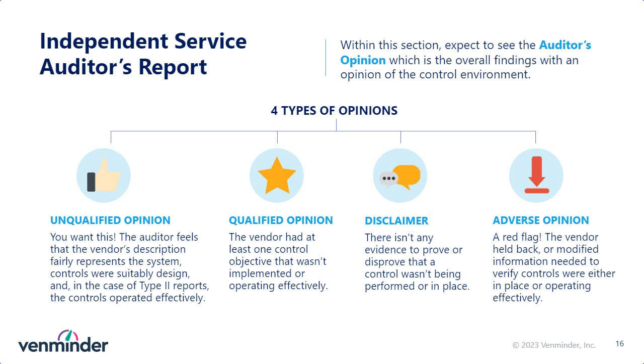The auditor feels like the vendor's description fairly represents the system, controls were suitably designed, and in the case of a Type 2 report, that the controls operated effectively. You're probably not going to see the word unqualified in this area because ultimately it's what you would expect to see. So it's kind of like a no news is good news kind of thing. If it doesn't call out a different type of opinion, then it's unqualified.